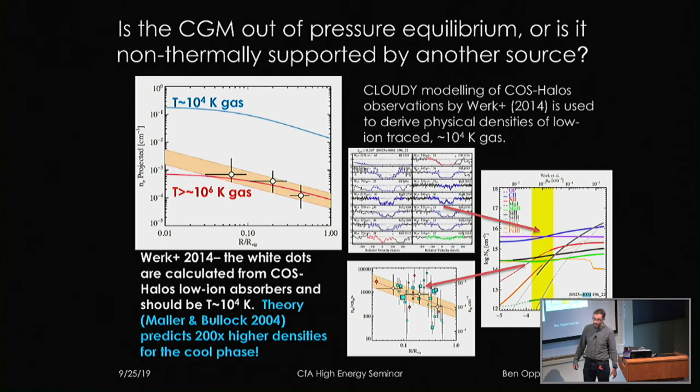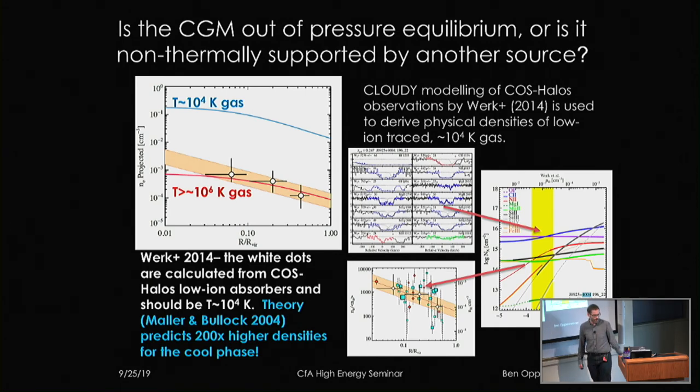And through a lot of modeling and work by people like Jess and that collaboration, they are able to take these absorption line systems and fit Cloudy models to them, usually single-phase Cloudy models, to the low ions, and derive a density assuming an ionization background, et cetera. And the result of that survey is these white points, the density for the low-temperature gas, which, if you compare that to a very simple theoretical model, say Maller and Bullock 2004, you expect densities for the hot phase of the CGM, if that halo has all of its baryons. So for the cool phase to be in pressure equilibrium, it will have a density about 200 times higher. And that is a discrepancy of at least 100 times in densities between observations and this theory.